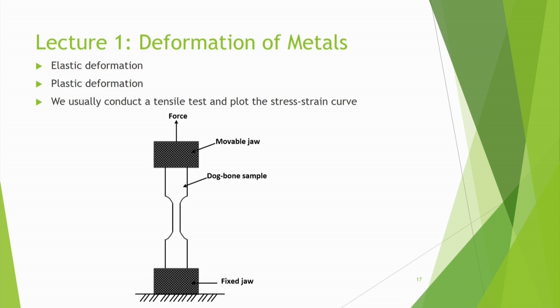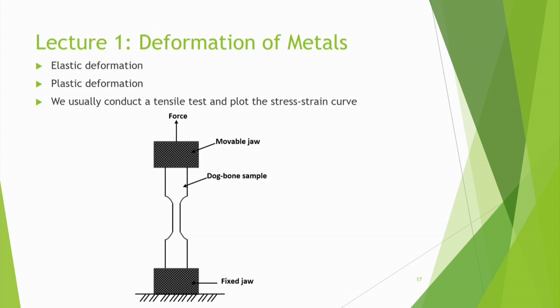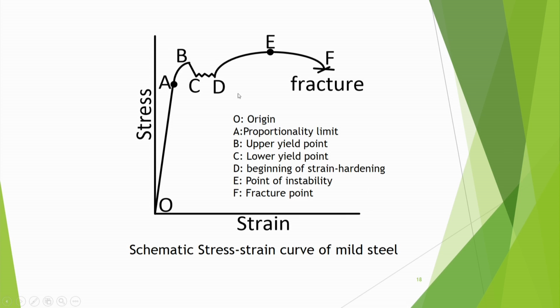Then we started our discussion on the deformation of metals, because ultimately we are going to study the machining of metals, so we must understand the behavior of the metals. One common test is the uniaxial tensile test, in which we make a dog bone sample and we fix it between one movable jaw and one fixed jaw, and then after that we apply the force. So we get this type of stress strain diagram which tells us many things.